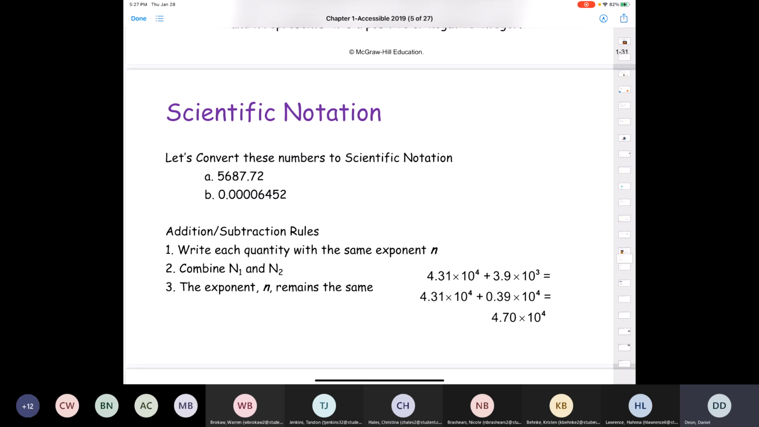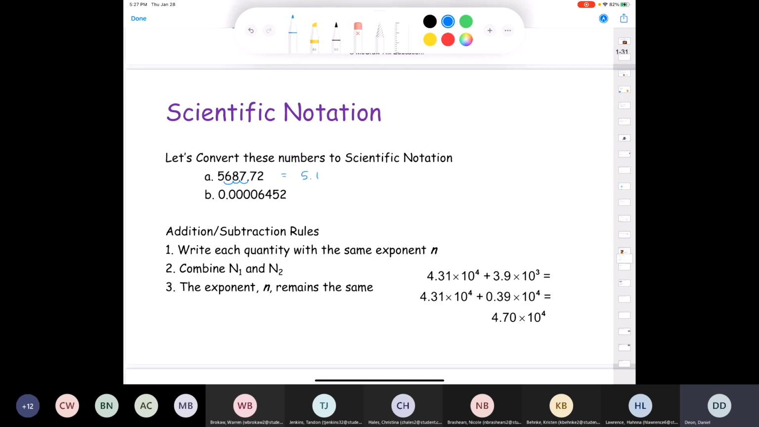Well, let's convert some numbers to scientific notation. I have 5,687.72. How would I convert that into scientific notation? Well, I'm going to move the decimal place to the left-hand side 1, 2, 3 places. So this number would equal 5.68772 times 10 to the third power, right? What's 10 to the third power? If you take 10 and you cube it, it's 1,000. If I multiply this number by 1,000, you know that the decimal place is going to move over 1, 2, 3 places, and you would end up with 5,687.72. That's the concept of scientific notation.